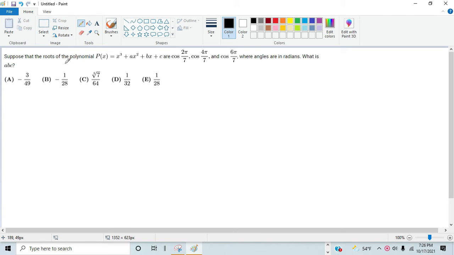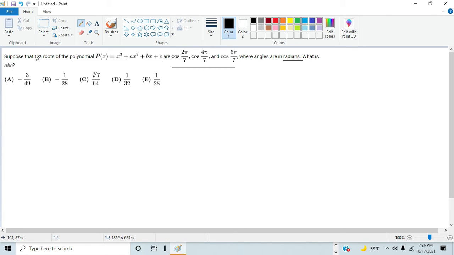Suppose the roots of the polynomial p of x equals x cubed plus ax squared plus bx plus c are cos of 2 pi by 7, cos of 4 pi by 7, cos of 6 pi by 7, where the angles are all in radians. What is abc?